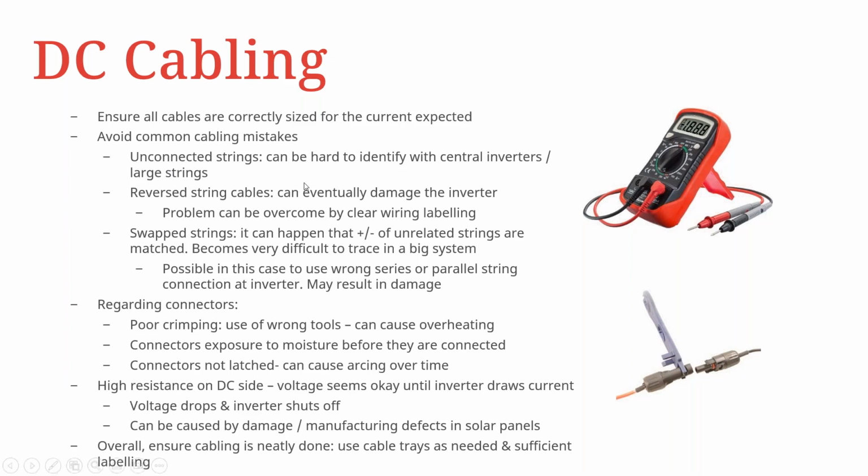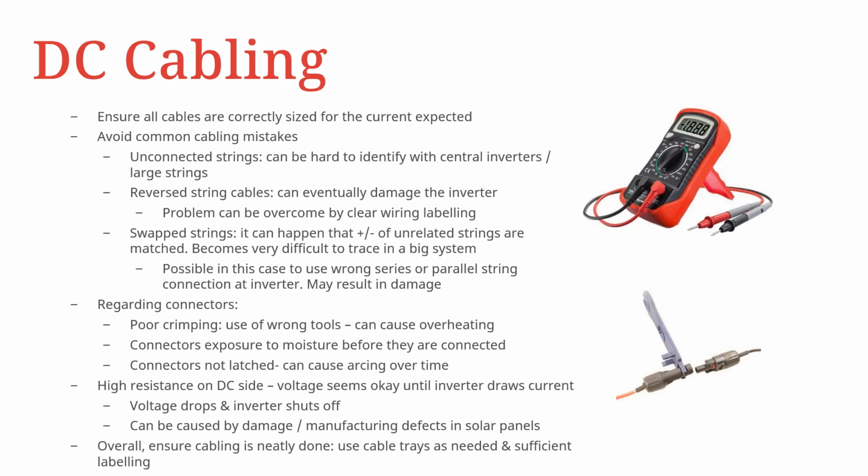Reverse string cables can eventually damage the inverter. The problem can be overcome by clear wiring labeling. This will also help you with fault finding. If you've got a string that is faulty, this will help you to identify the positive and negative of each string. Swap strings: it can happen that the plus and negative of related strings are mismatched. It becomes very difficult to trace on big systems. It's also possible in this case to use the wrong series or parallel string connected to the inverter, which may also result in damage to that inverter.